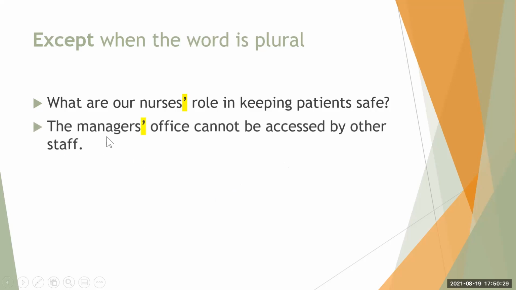Another example, the manager's office cannot be accessed by other staff. How many managers are there? There's more than one manager. If there was only one manager, it would be the manager's apostrophe S office. Then that's the one manager and other staff cannot access his office. But if it's the managers' office, then maybe the finance manager is there, the HR manager is there, the general manager is there in the same office, and that office cannot be accessed by other staff. Okay, so that's the apostrophe and how to use it.